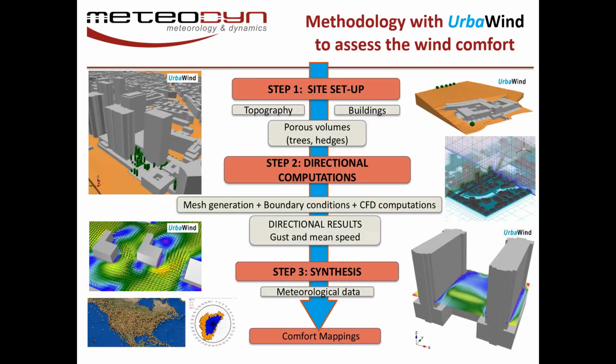So step 2 is divided into 3 sub-steps: mesh generation, boundary condition, and CFD computations. The directional results are gust and mean speed. We use this data, gust and mean speed, together with meteorological data to extract comfort mappings. Meteorological data are like this, the same I gave previously, roses or time series. So this is the methodology used in UrbaWind.